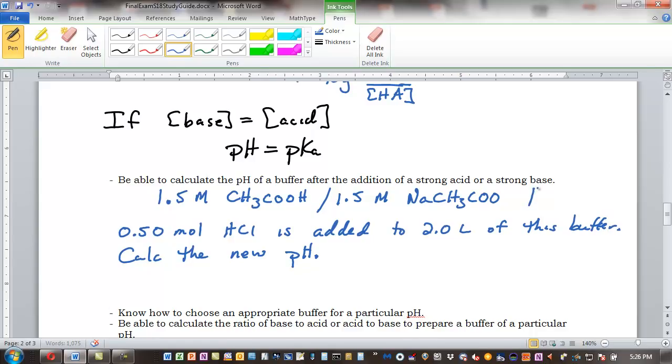Let me give you one more piece of information. K is 1.8 times 10 to the negative fifth. So one thing you might want to do is calculate pKa, because those two concentrations are equal at the start. They're both 1.5 molar. So let's see what the pH of this buffer is before we do this calculation.